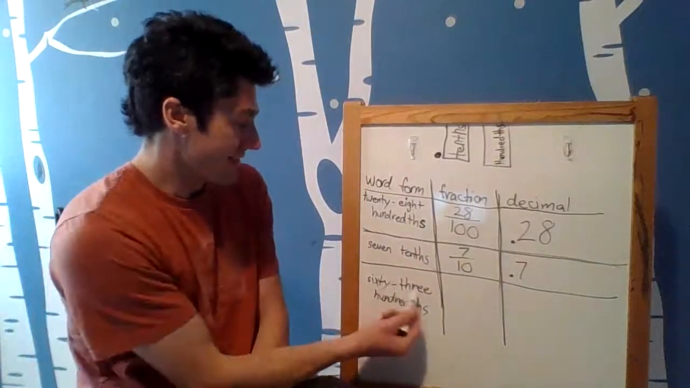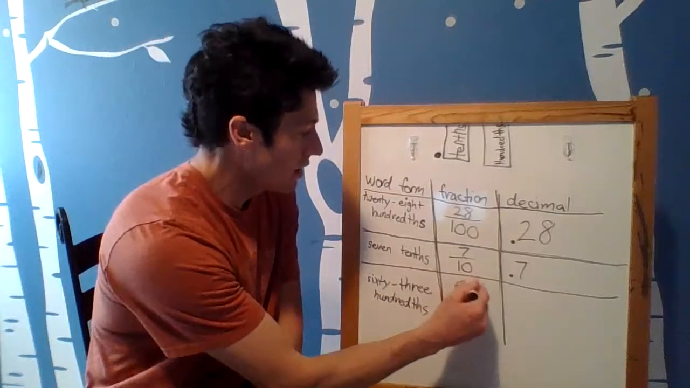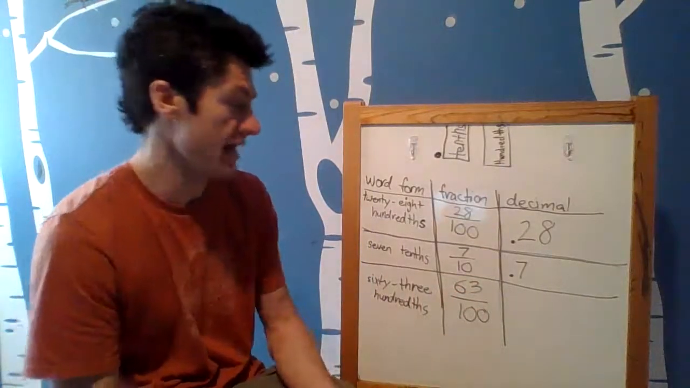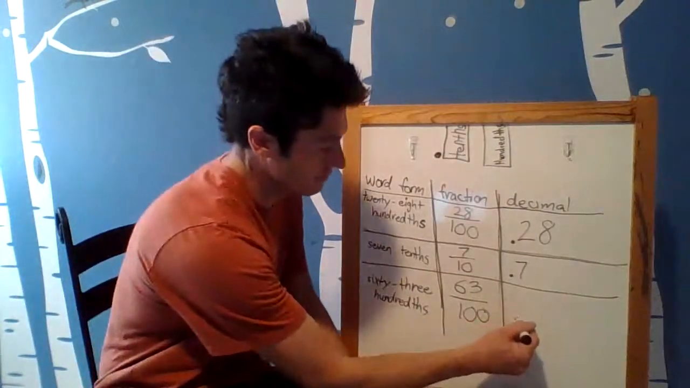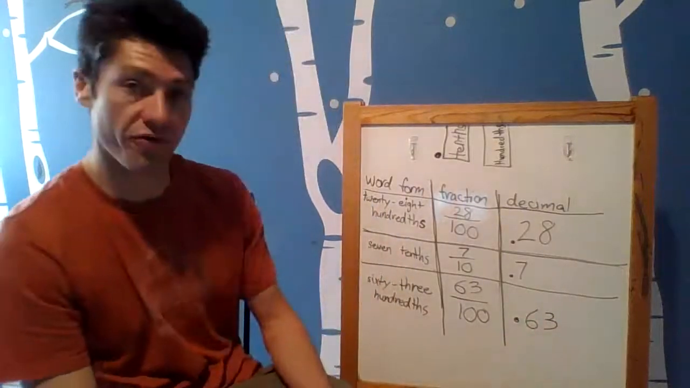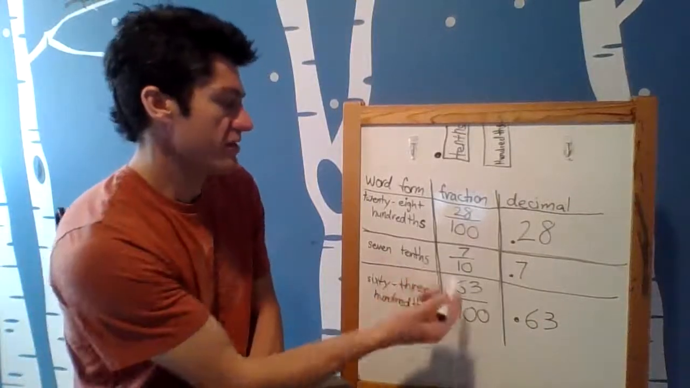The next one here is 63 hundredths. 63 over 100, or 63 out of 100. Written as a decimal, 6 tenths, 3 hundredths, 63 hundredths. I was only going to do those 3. I'm going to add one more because I just thought of it a moment ago.